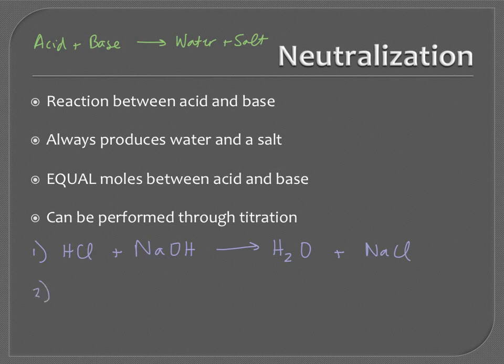And let's think of another one. Let's try H2SO4 plus calcium hydroxide. As always, we have H2O. Alongside that, we're going to have our leftovers, SO4 and Ca, right here. They're going to combine to make calcium sulfate. And that here is our neutralization reaction.